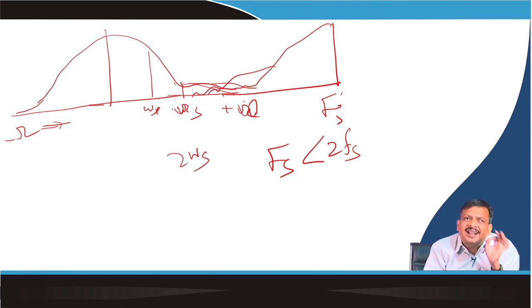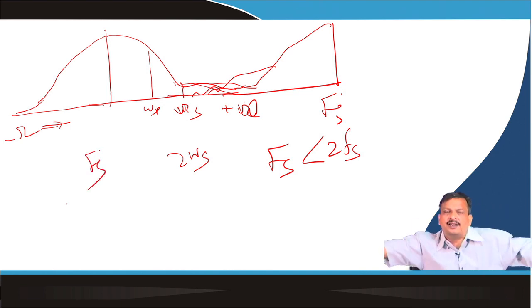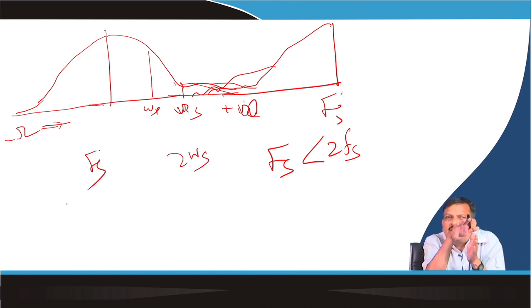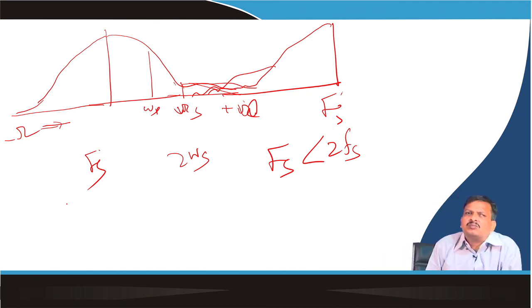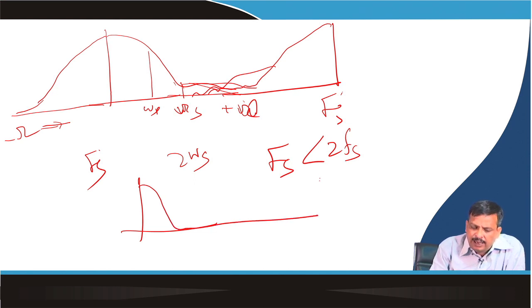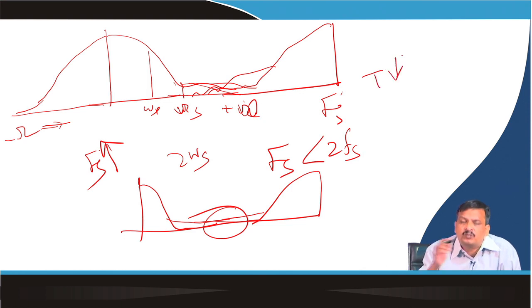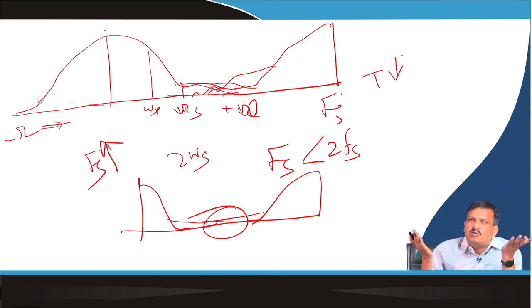So to avoid aliasing, my Fs should be so high that the stopband attenuation is almost 0. I require a filter like this and my Fs is like this. So I can guarantee the stopband attenuation is close to 0, and there is no overlap. So what is the limitation? The Fs should be very high. That means T should be very low, since 1 by Fs is equal to T.